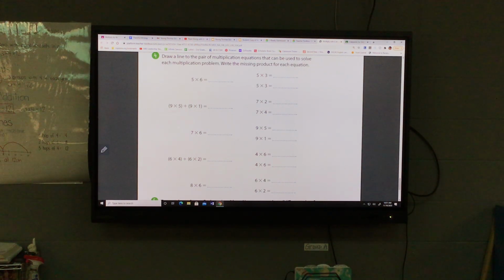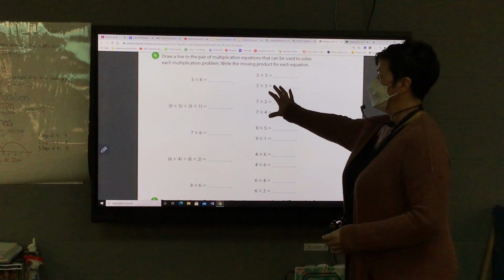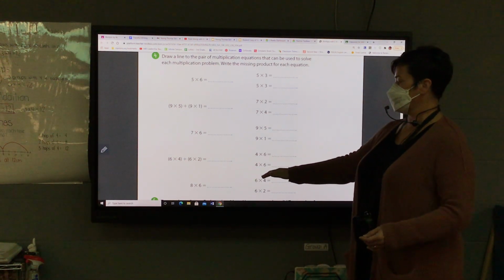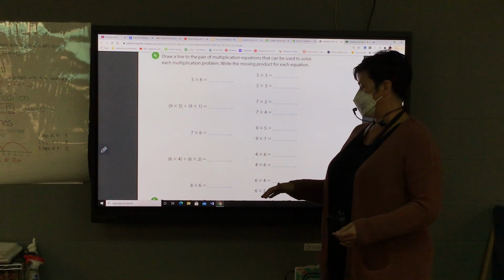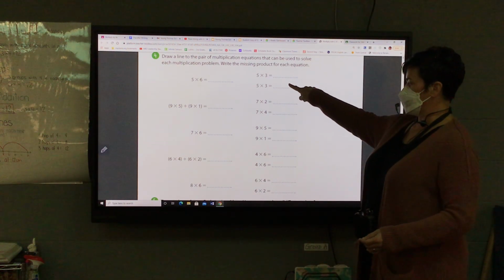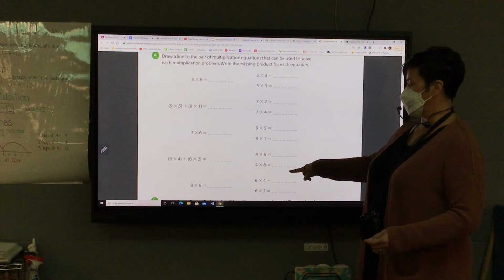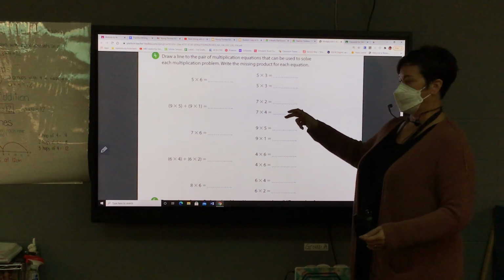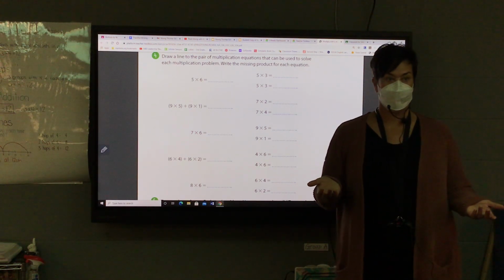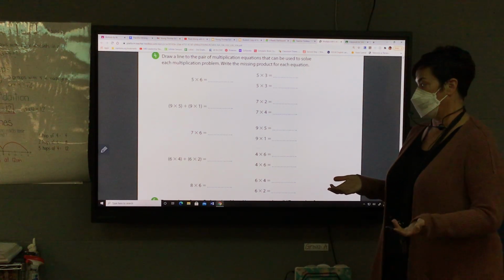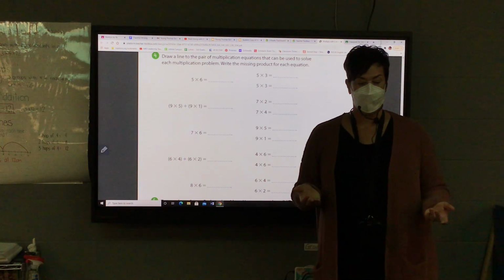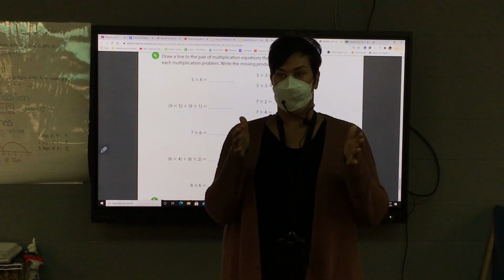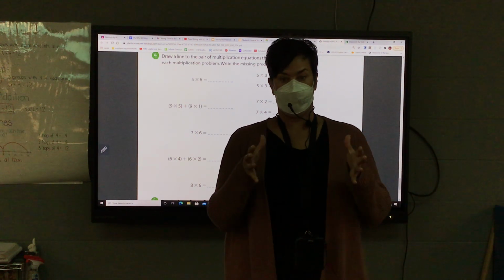Okay, we're moving on. Number 4, there's a lot of multiplication problems here. What I want you to do is go over to this side first, and I want you to write in the products for each of those, okay? You have in one of your folders a multiplication facts page that I had given you.